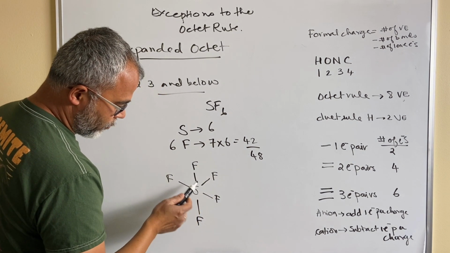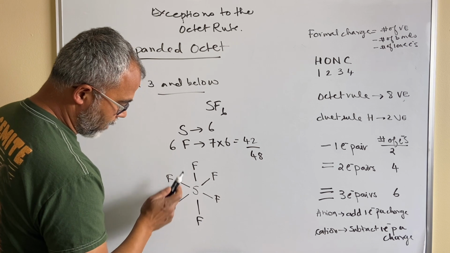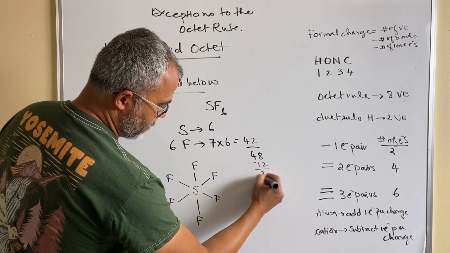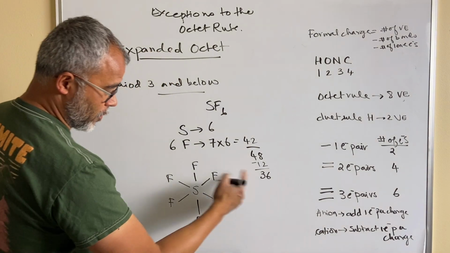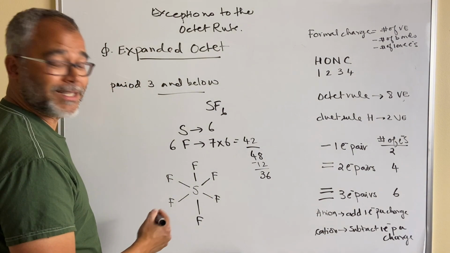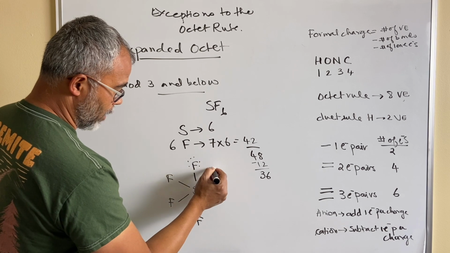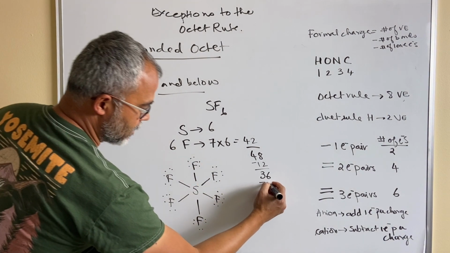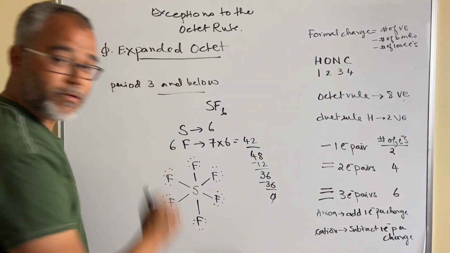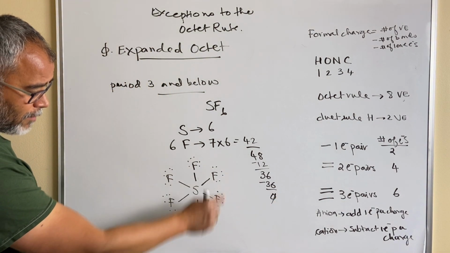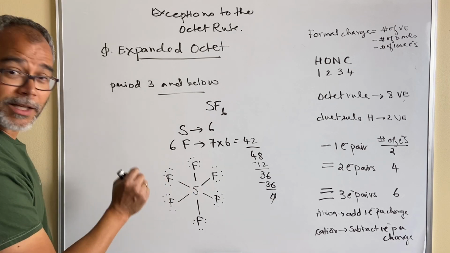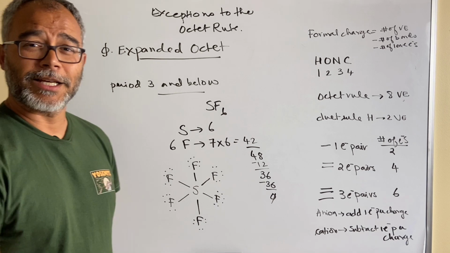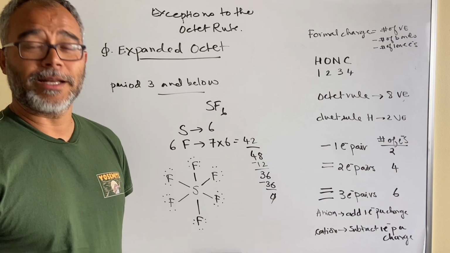That's how many electrons already? 1, 2, 3, 4, 5, 6 bonds times 2, that's 12, which leaves us with 36. There are 6 fluorines, so each of them is going to get 6 lone electrons, so 3 lone pairs each. And there you have it. That completes the Lewis structure for SF6. As you can see, the fluorines have complete octets, but the sulfur in the center actually has 2, 4, 6, 8, 10, 12 electrons. That's an expanded octet. Anything over 8 is an expanded octet.